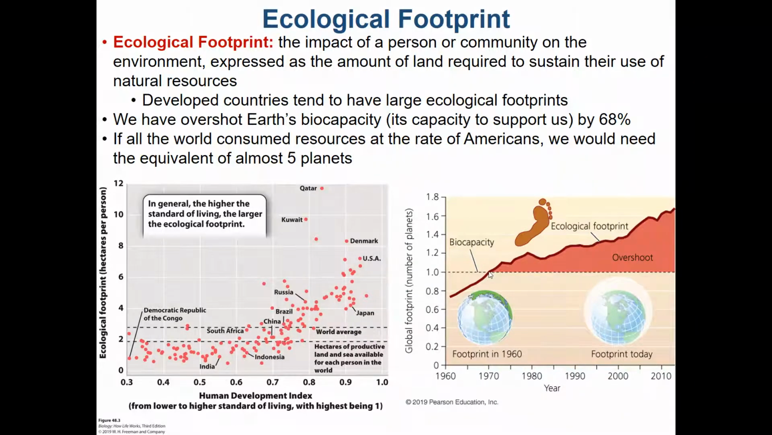If all the world consumed resources at the rate of the average American, we would need an equivalent of almost 5 planets to support the 7 billion people living on Earth. So we're using our resources unsustainably right now, which will have major consequences for future generations and for the future of our planet.